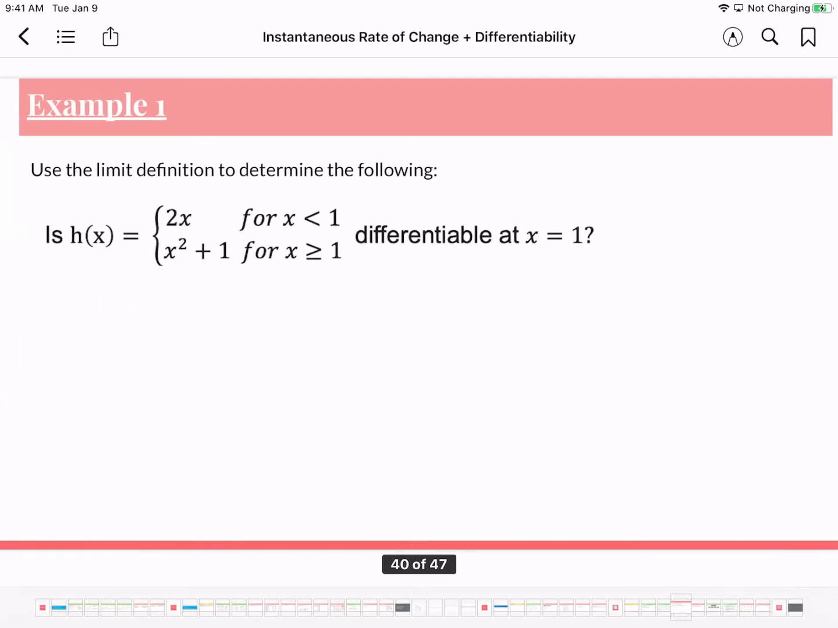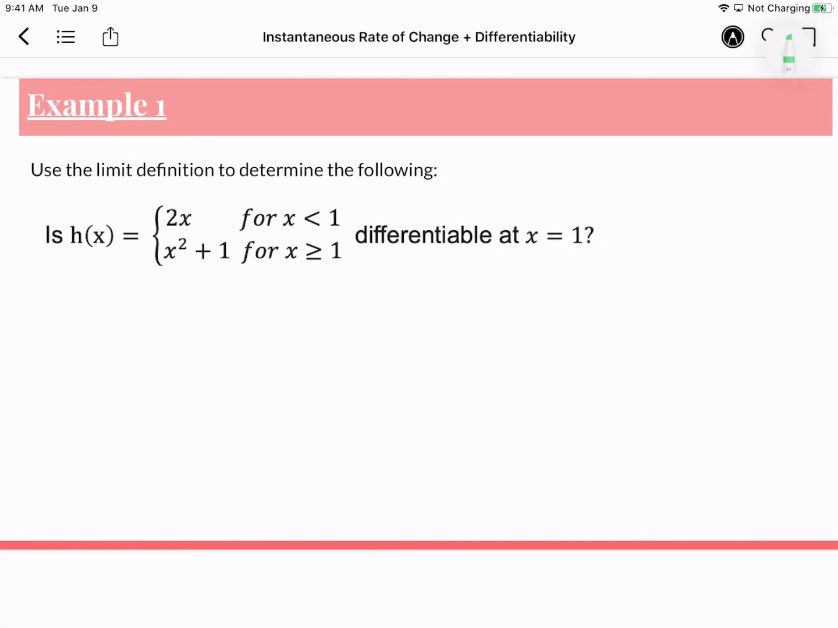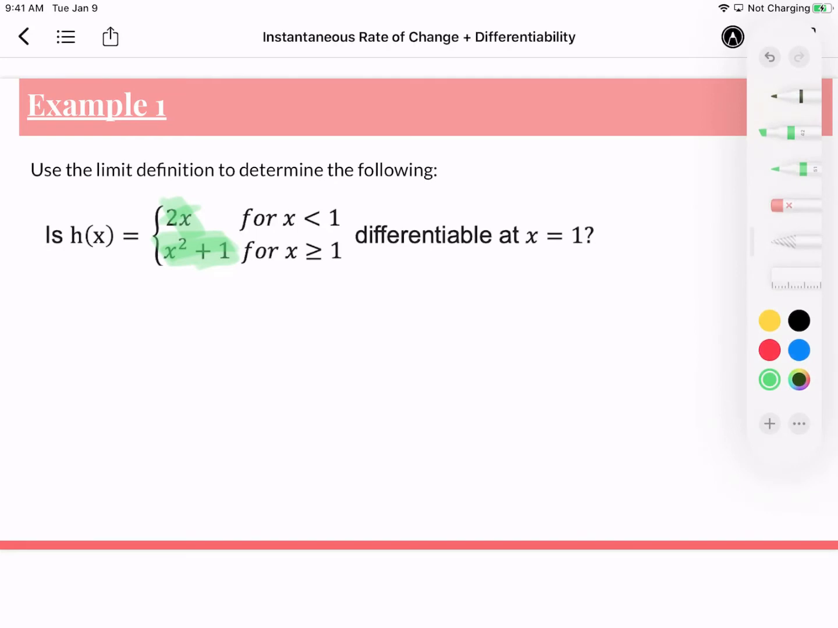So, let's do an example of this. Use the limit definition to determine the following. Is h of x, which is a piecewise function, differentiable at x equals 1? And again, we chose the point x equals 1 because that's the transition point. That's the point that is questionable. All the other points, I see that these equations are very basic. I know I can take the derivative of a line, and I know I can take the derivative of a parabola. But I don't know if I can take the derivative at x equals 1, because that's where it transitions.